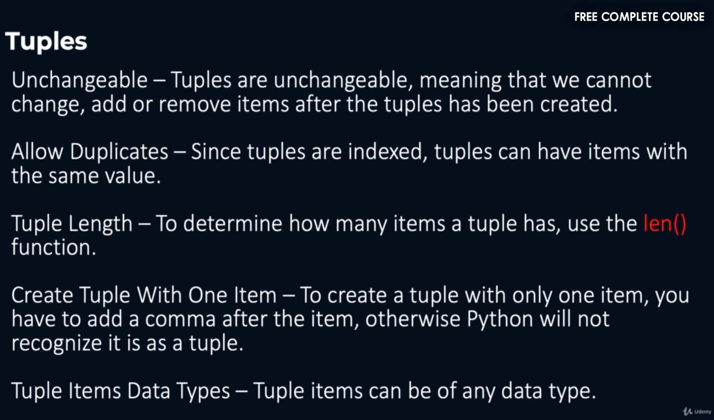Create tuple with 1 item. To create a tuple with only 1 item, you have to add a comma after the item. Otherwise, Python will not recognize it as a tuple. Tuple items, data types. Tuple items can be of any data type. Okay?